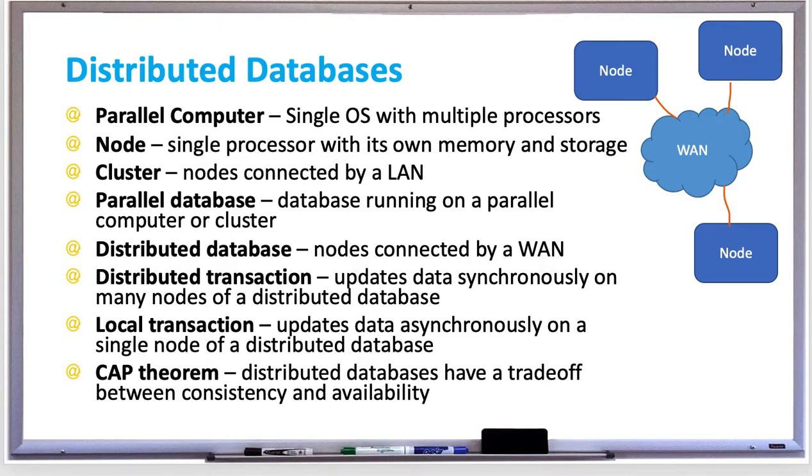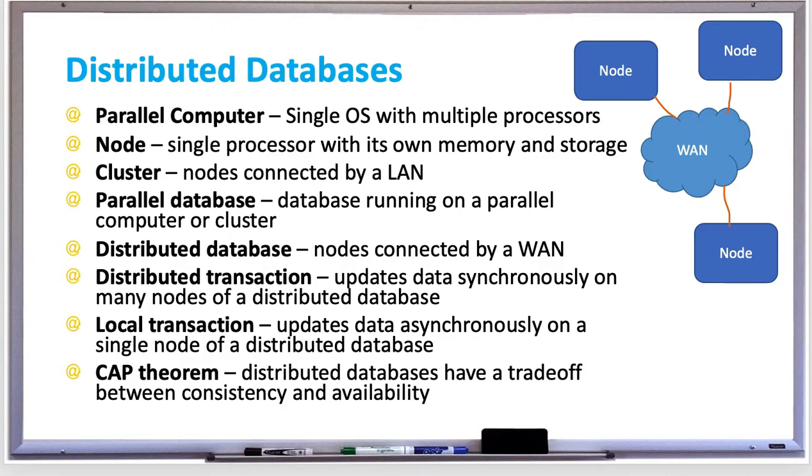You can connect nodes and they can communicate in one of two ways, through either a LAN or local area network, which is connected by Ethernet cables. That's usually found in like one facility. And WAN, wide area network, which is usually multiple facilities that are connected by cable, satellite, or Ethernet.